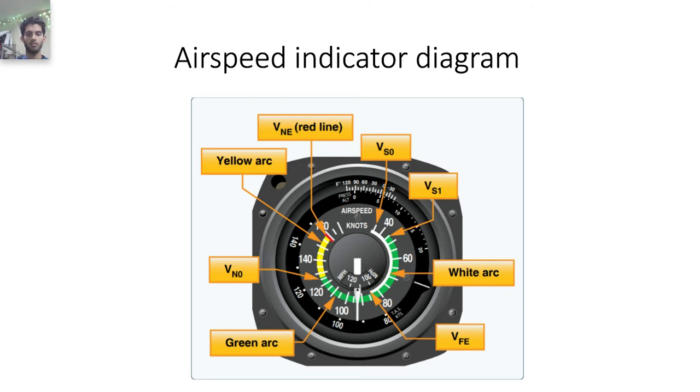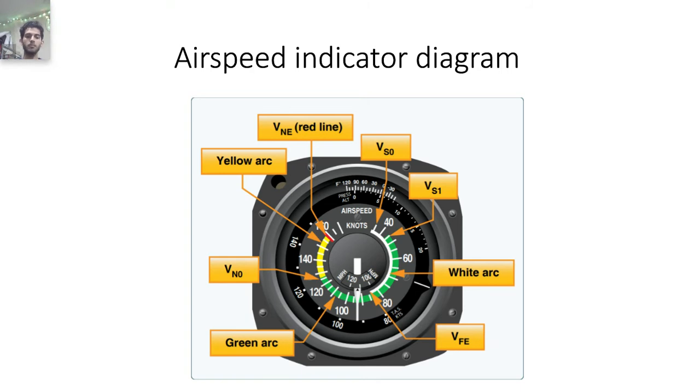The white arc represents the flaps operating range. The green arc represents normal operating range. The yellow arc represents caution or smooth air only range. And that red line indicates the maximum aircraft speed. It is different for every aircraft what the maximum speed it can travel is and where that red line is located.